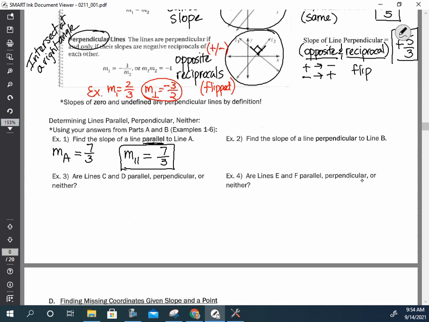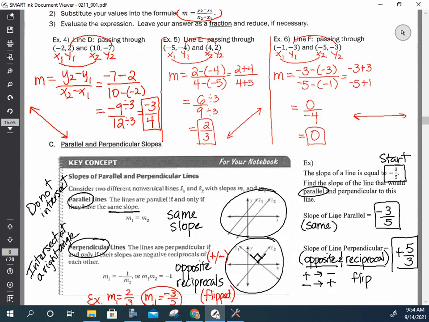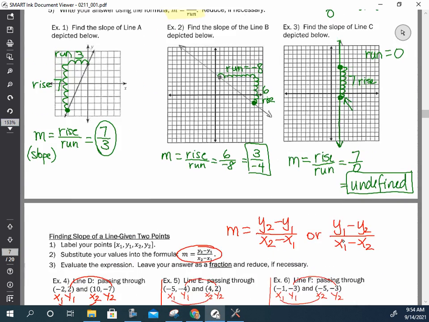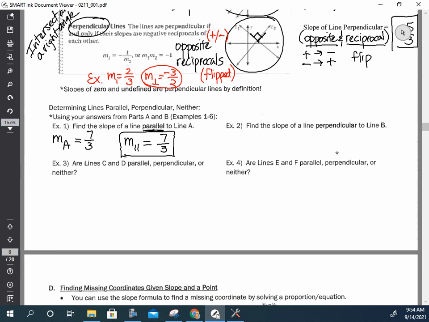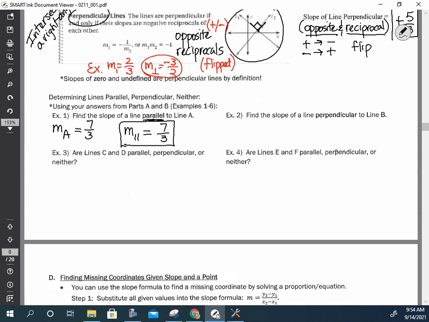Example 2, find the slope of a line perpendicular to line B. So line B, which was example number 2, was 3/-4. So the slope of line B was 3/-4. Now we're doing perpendicular slope. Perpendicular is opposite, so instead of negative, it turns positive. And then we flip over the fraction. So that's 4/3.